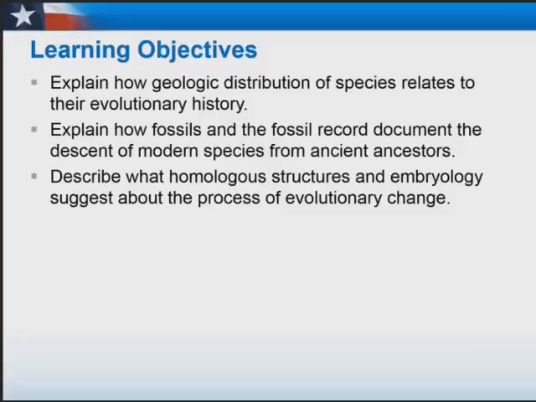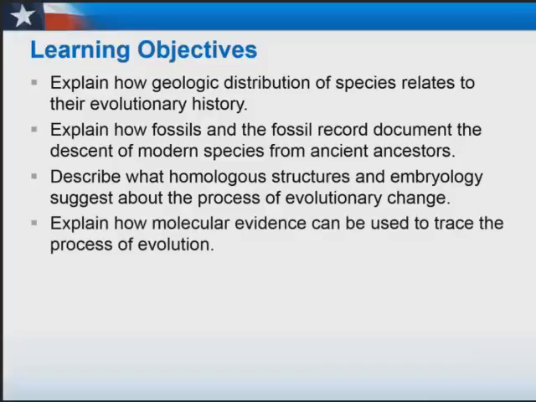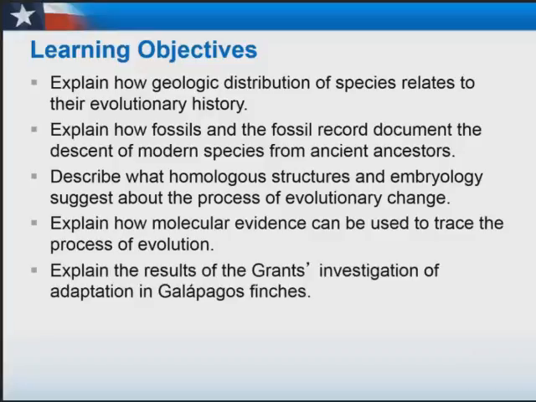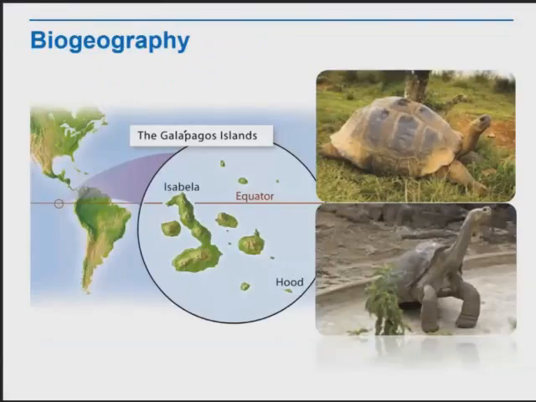We'll describe what homologous structures and embryology suggest about the process of evolutionary change. We'll explain how molecular evidence can be used to trace the process of evolution. And we'll explain the results of the Grants' investigation of adaptation in Galapagos finches.